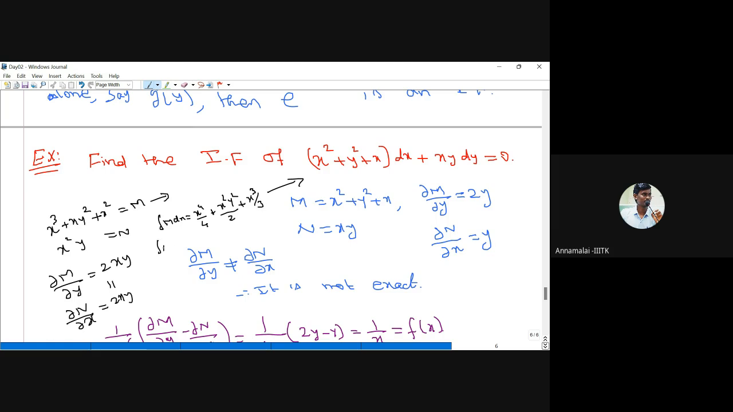Now we have to integrate N with respect to y, but we have to omit all the terms containing x. Look at N. N contains an x term, therefore we get 0. Just add these two, therefore we can directly write this equal to c. So this is our required solution.